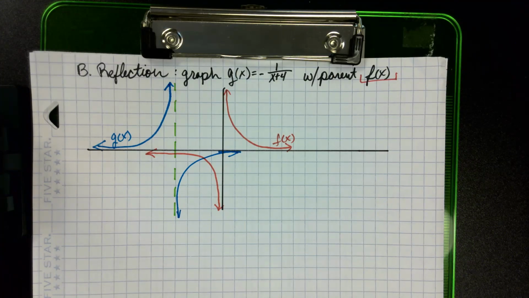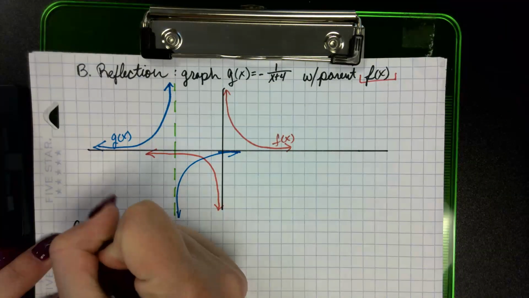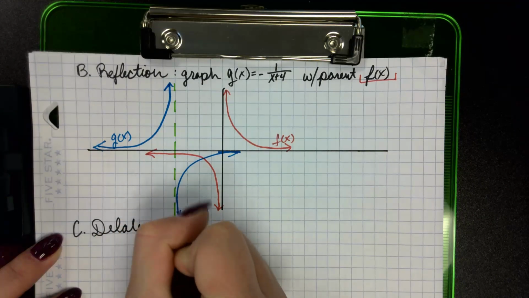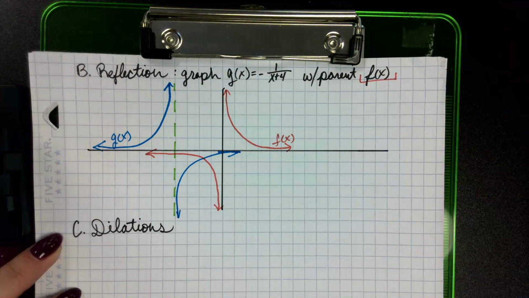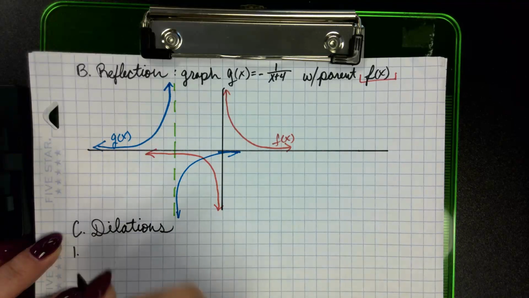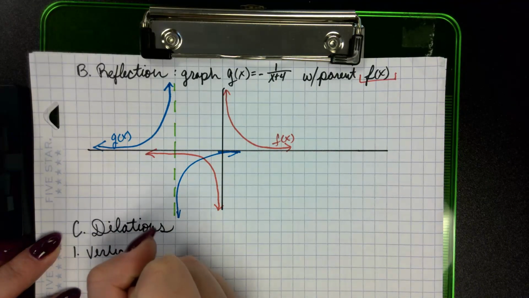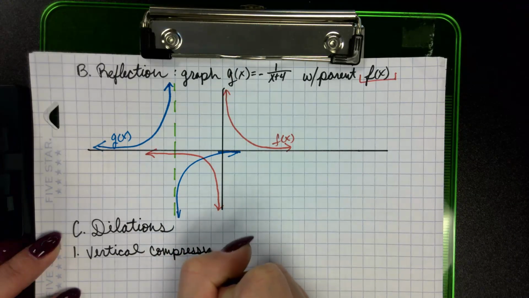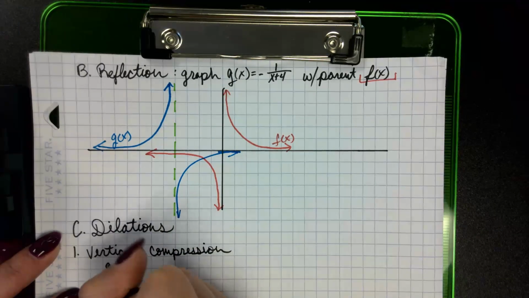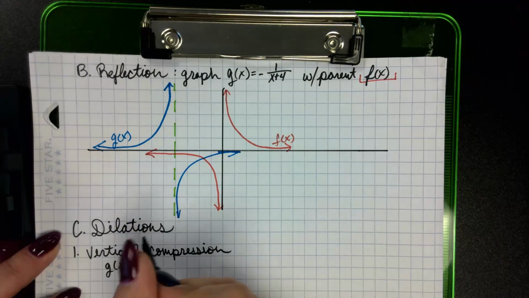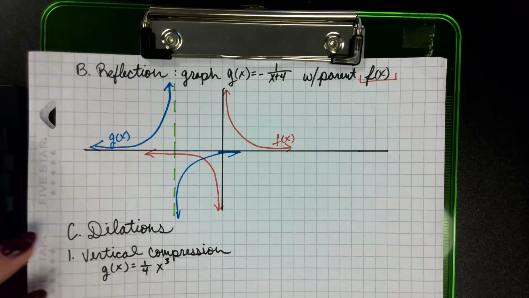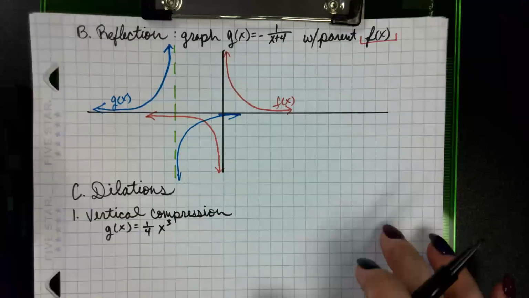So the next one, dilations. We have 2 dilations. The first one is a vertical compression. G of x equals 1/4 x to the 3rd power. Same instructions. We're going to graph both. I'm going to do these 2 side by side.